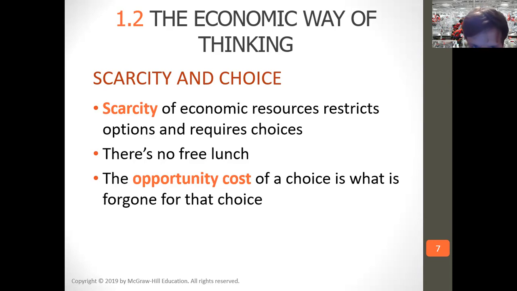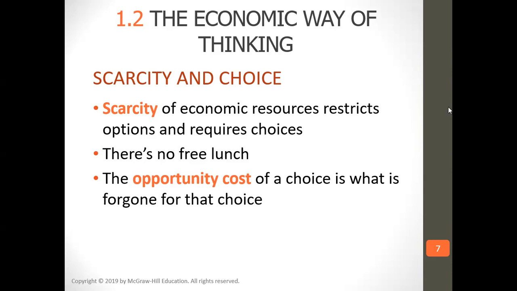So scarcity of economic resources restricts options and requires choices. There's no free lunch. That means you need to choose what's more important, and you need to work to provide for what you want to buy. The opportunity cost of a choice is what is forgone for that choice. For you going to school right now, the opportunity cost is lost wages from working, and also the books you pay for, the tuition, and the residence. All those costs are put together.